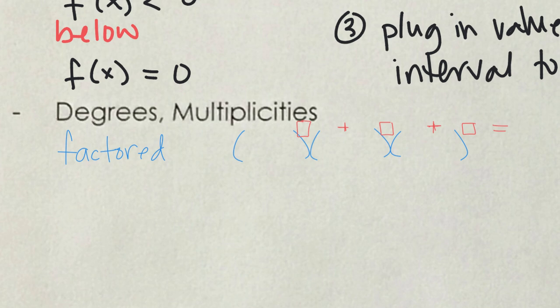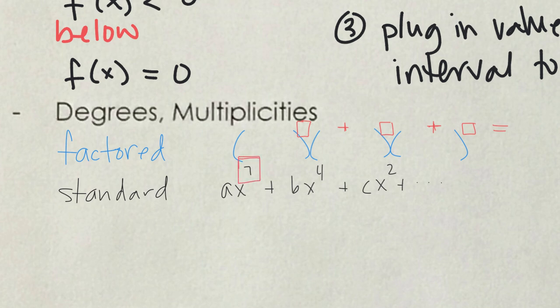Okay? But what if your polynomial is already in standard form? That would be like ax to the 7th plus bx to the 4th plus cx squared, whatever, right? All these random ones. Well, if it's already in standard form, then your degree comes from the highest power in your polynomial. So the degree of your polynomial depends on how it's presented to you. If it's factored, you add up all your powers. If it's not, then you look at the highest power.